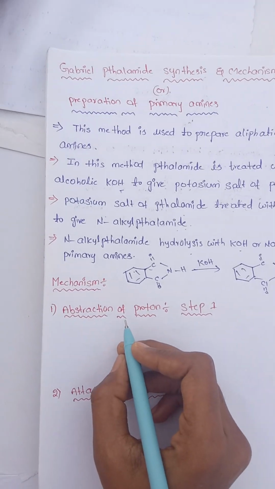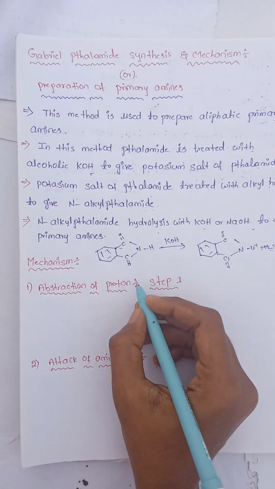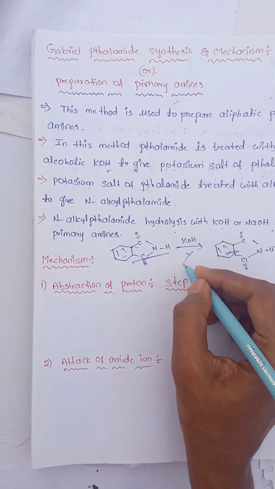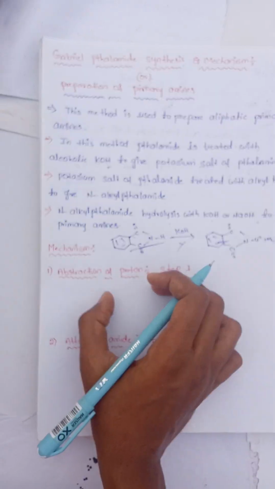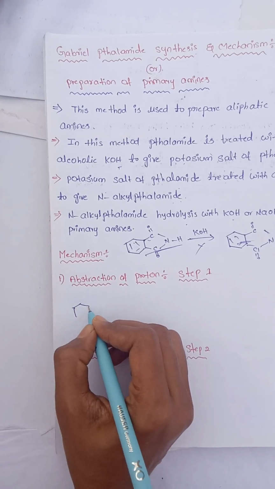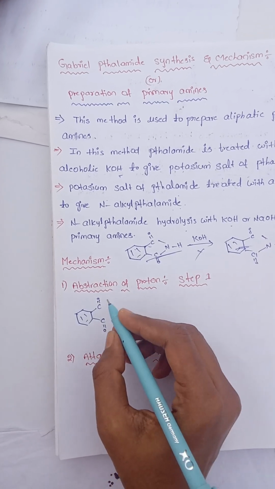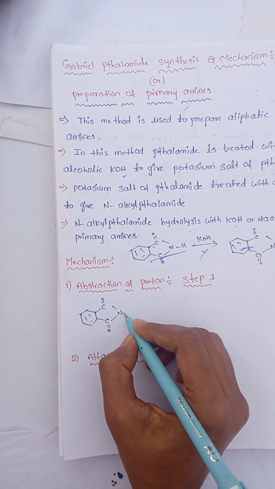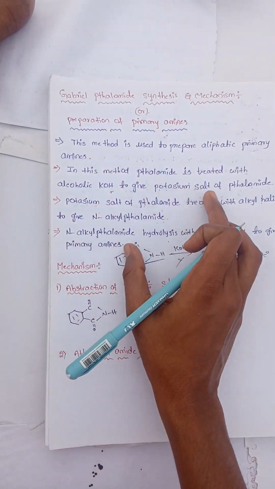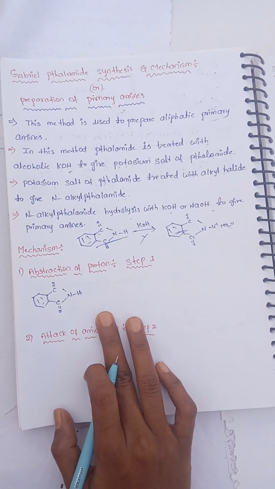Mechanism: abstraction of proton, that means step 1. I will explain the first step like this. You have to write phthalimide. What is the structure of phthalimide? You have to write C double bond O, C double bond O, and NH. Here they will ask synthesis and mechanism. Synthesis is the procedure, and now I will explain the mechanism of primary amine preparation.